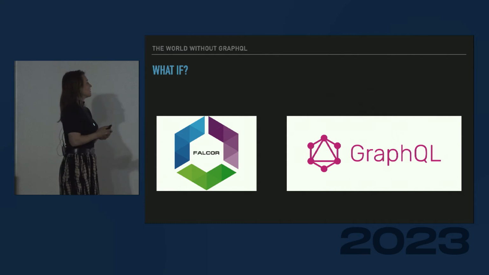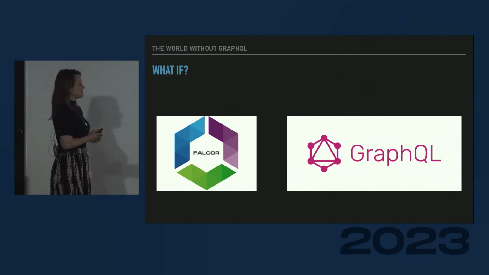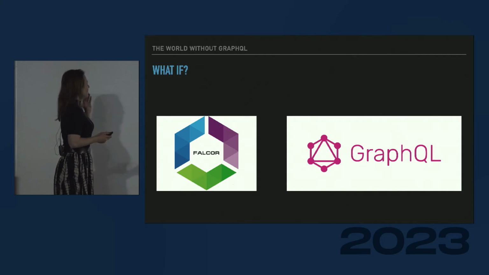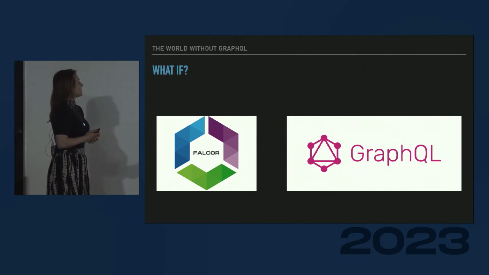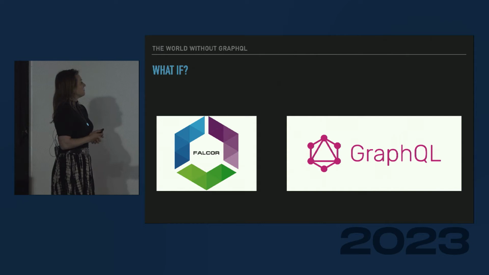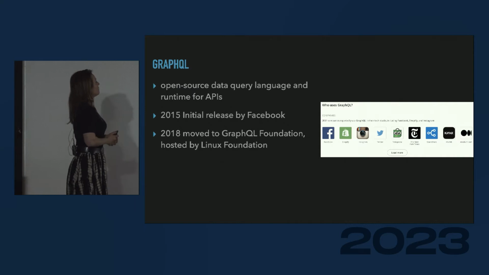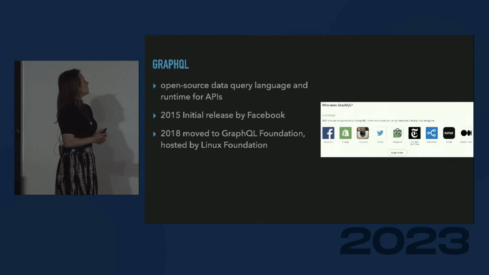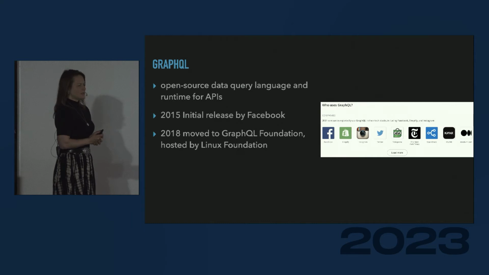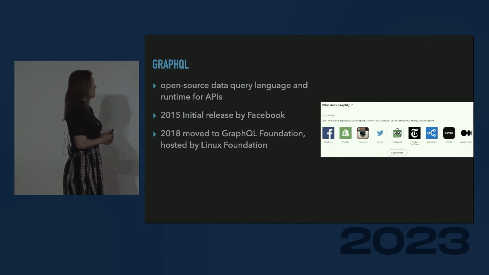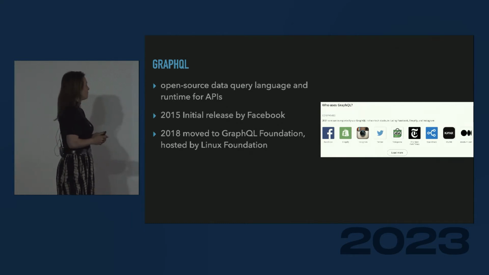GraphQL is the one that we're going to talk about, but Netflix also built their own, and I'm not going to dive too deep into this, but we also open sourced a JavaScript library that solved the same problem, and it was developed around the same time, but GraphQL is the one that took off. So what is GraphQL? GraphQL is an open source data query language and runtime for APIs. It was developed by Facebook. I think they started in 2012, but it was initially released in 2015.